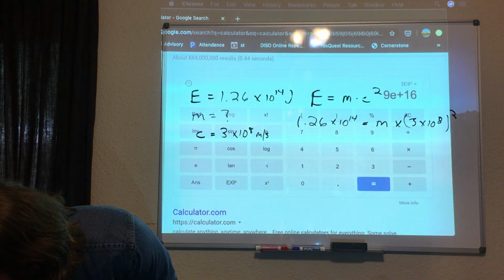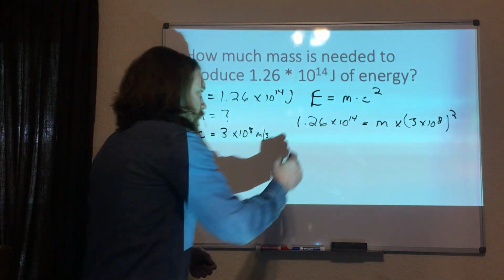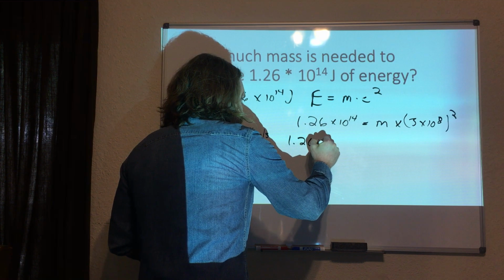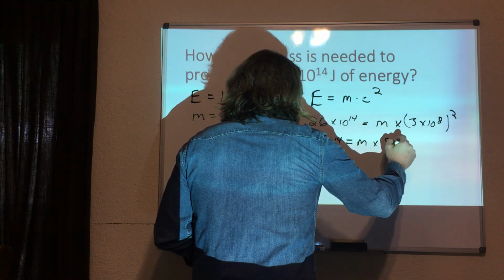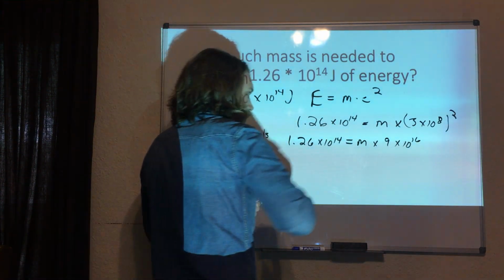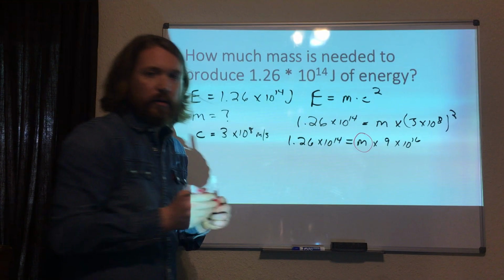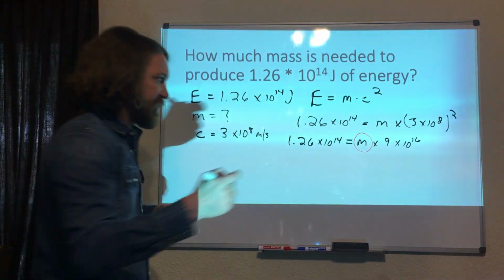So that's how we got that number. Okay, so we bring this down. 1.26 times 10 to the 14th equals m times 9 times 10 to the 16th. And we want to get m by itself. So this is multiplication. So we just do the opposite.